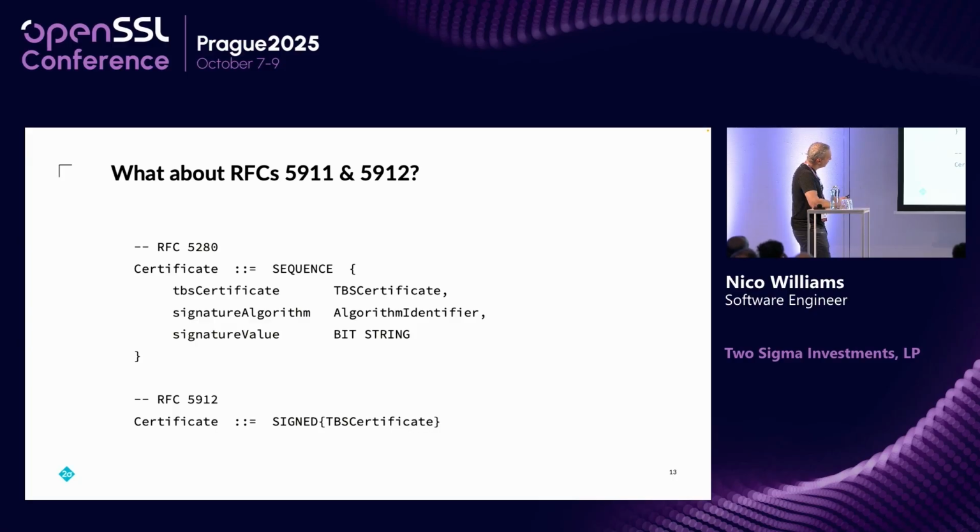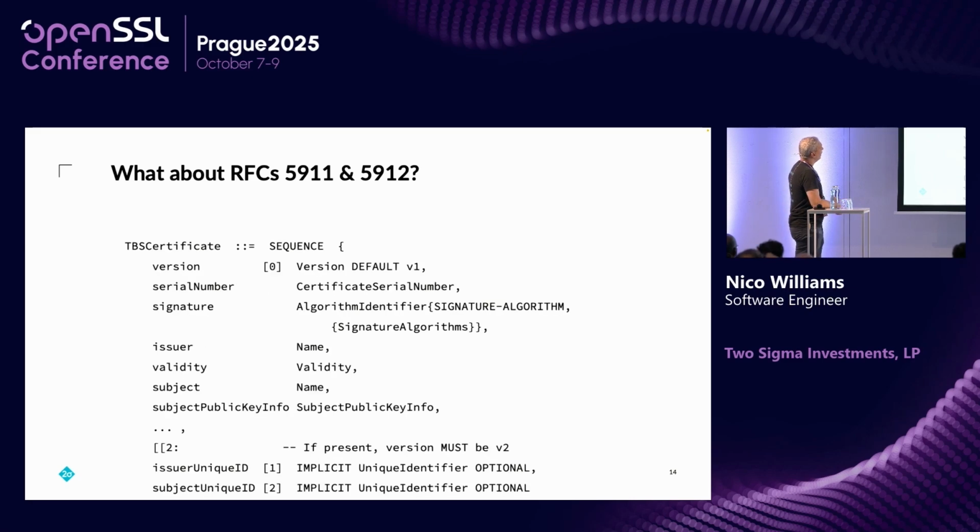So here's certificate in RFC 5280, and then the same thing with the modern way. And since all the PKIX stuff tends to use the same pattern, it's possible to essentially have something like a macro where this signed thing is defined in these RFCs, 5911 and 5912. And so it's much nicer in a way. And here's what a TBS certificate looks like in 5912.